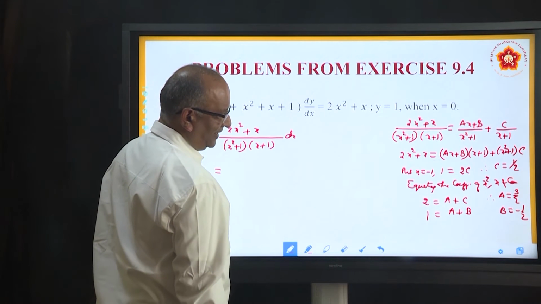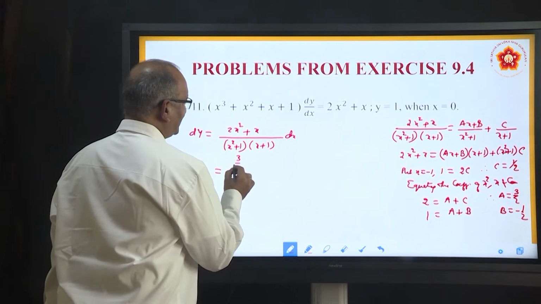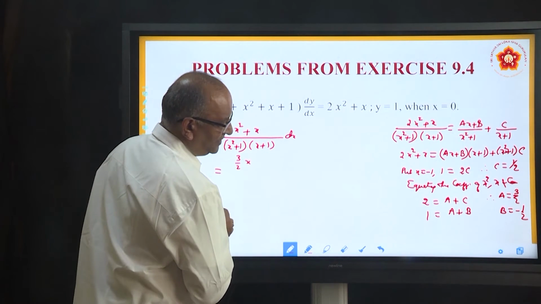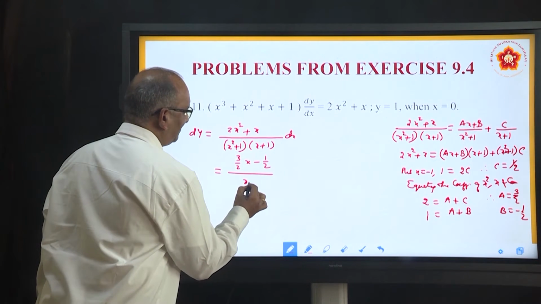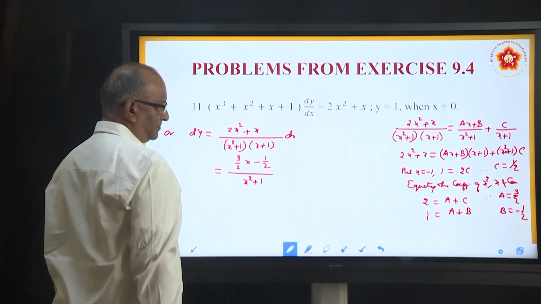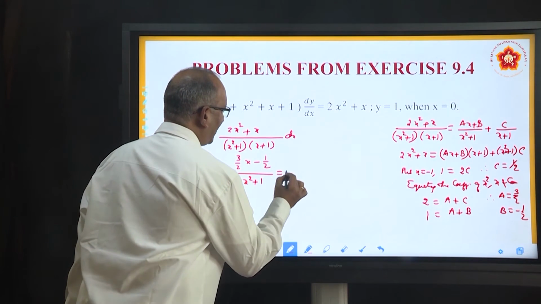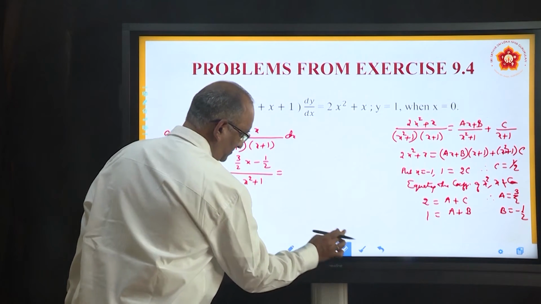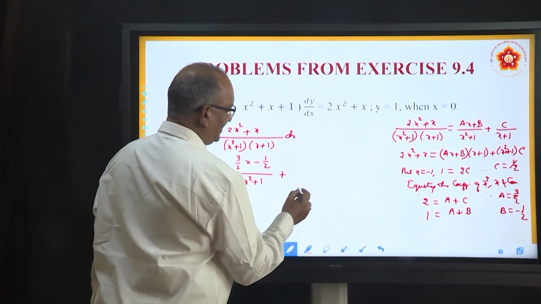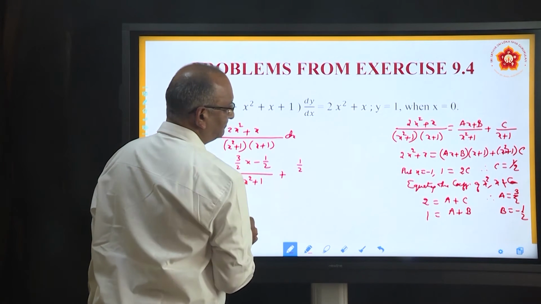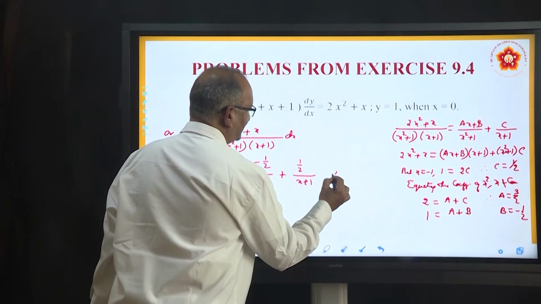ax plus b. What is a? It is 3 by 2 x plus b. B is how much? Minus half upon x square plus 1, then plus c. What is c? It is half, so 1 by 2 upon x plus 1 dx.